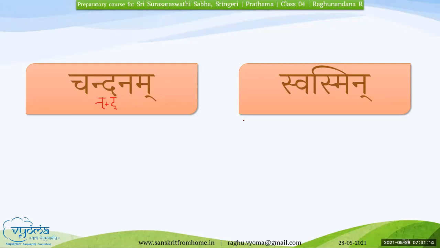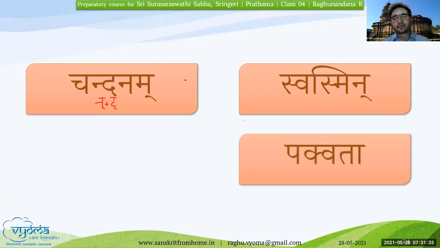Svasmin. Very good. S plus va, sva. S plus ma, sma. Okay, sm. Very good. Okay, next. Pakvata. K plus v, kv. Very good. K plus v, kv. Okay.